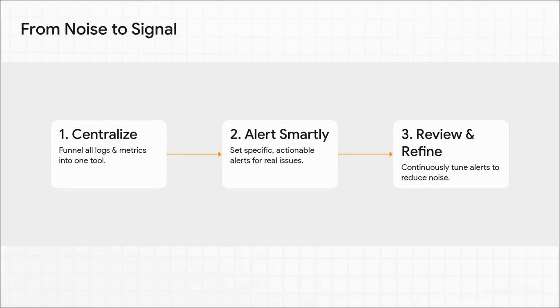Step 1, you centralize. Get all your logs, all your metrics, and funnel them into one tool, whether that's AWS CloudWatch or something else. Step 2, you have to alert smartly. Stop setting generic alarms that just go off all the time. You need specific, actionable alerts to tell you when a real problem is happening. And finally, you have to review and refine. This isn't a set it and forget it kind of deal. You have to constantly tune your alerts to get rid of the false positives and make sure you're only paying attention to the signals that really, truly matter.